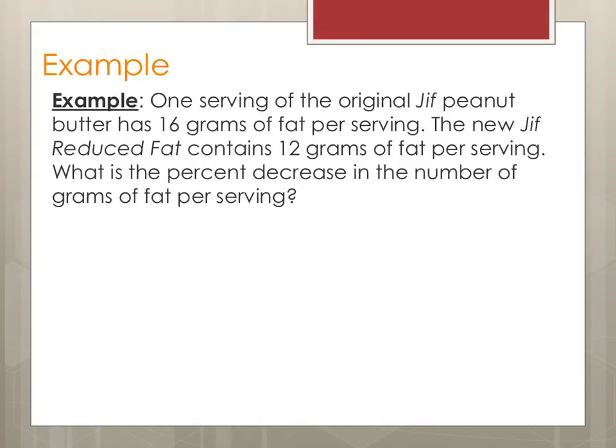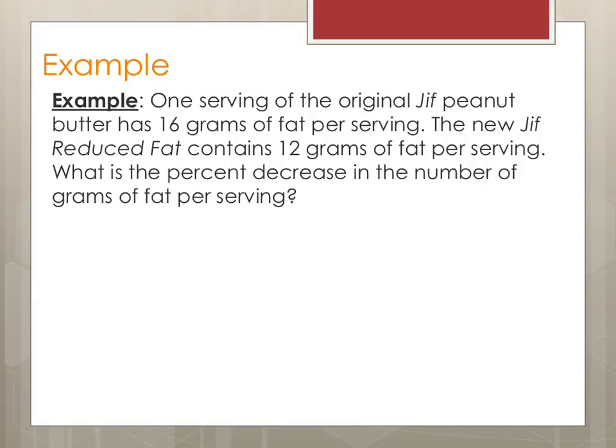So let's look at an example. One serving of the original Jif peanut butter has 16 grams of fat per serving. The new Jif reduced fat contains 12 grams of fat per serving. We want to find what is the percent decrease in the number of grams of fat per serving. Okay, so this is going to be a percent decrease because the grams of fat are going down.